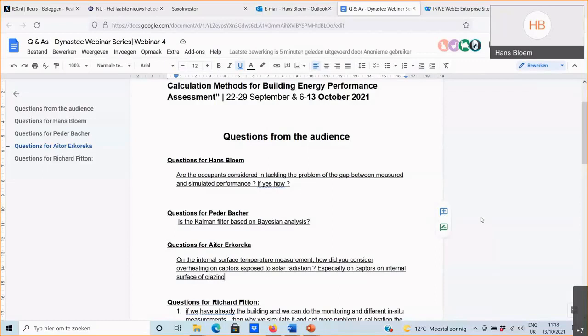So for the next question, we go to Aitor. Aitor is asked to give an answer to the question on the surface temperature measurements. Aitor, can you take it over from here?